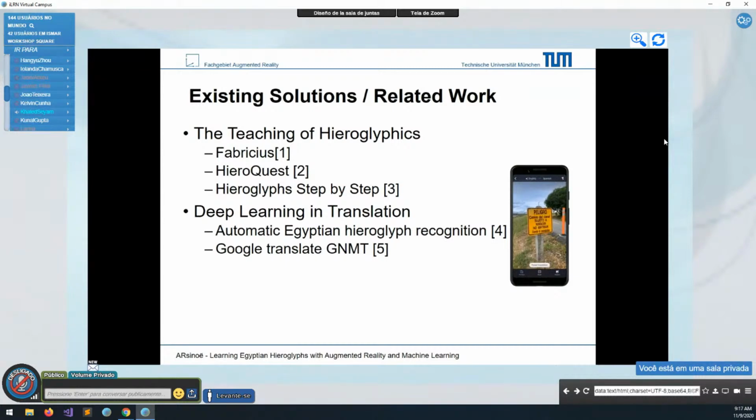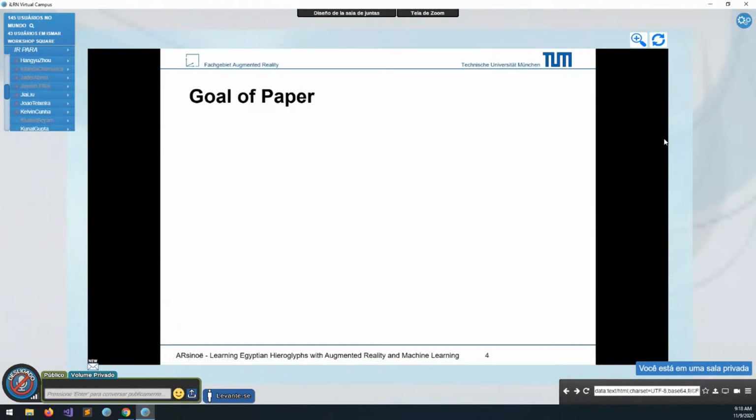And for the examples about the use of deep learning in translation, we have a master's paper called Automatic Egyptian Hieroglyphs Recognition, done in 2013. This master's detected glyphs in a piece of paper, in an image, and translated them to English. Also, there is the Google Translate application we all know, which has the ability to aim the camera at text and translate it. Could you please go to the next slide?